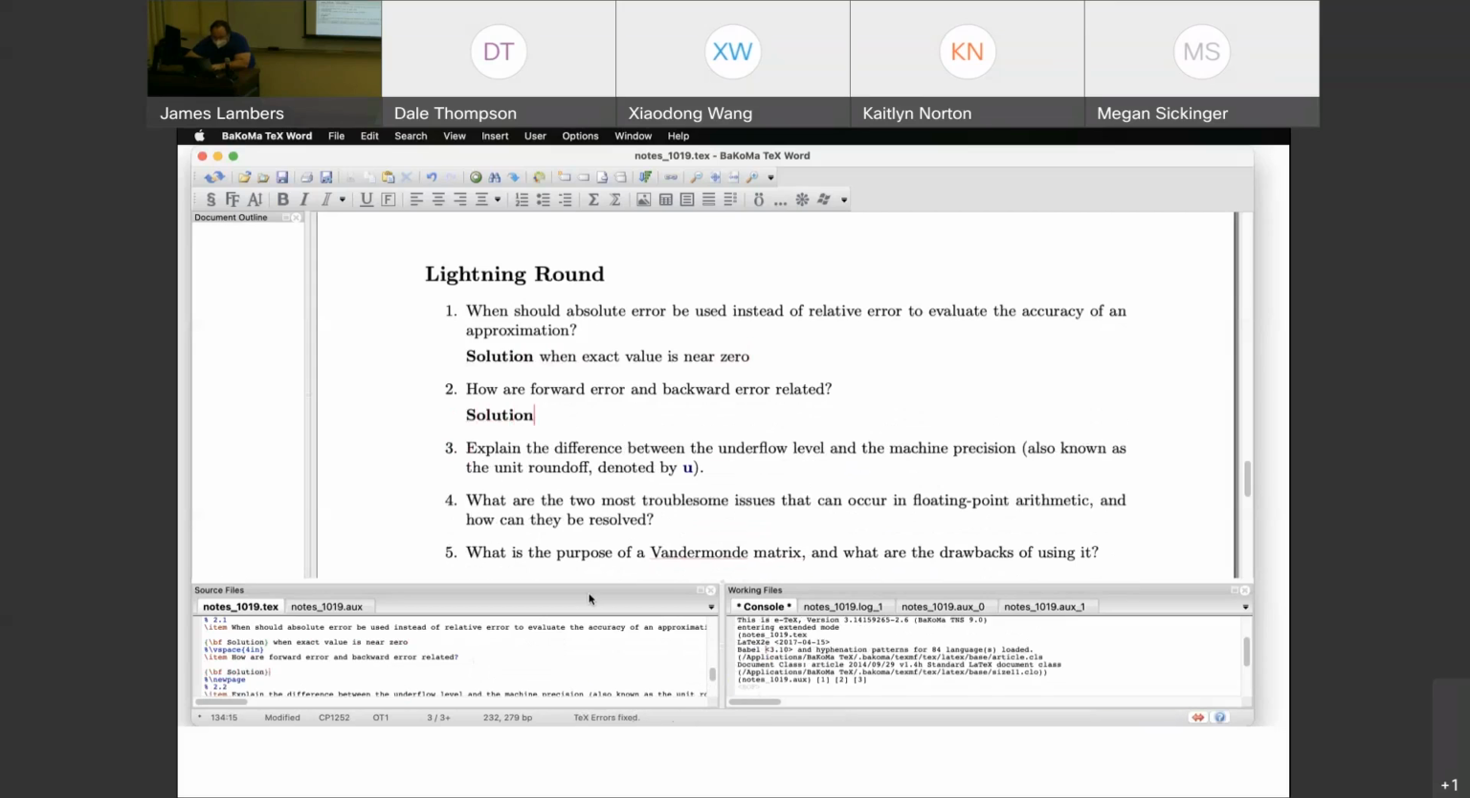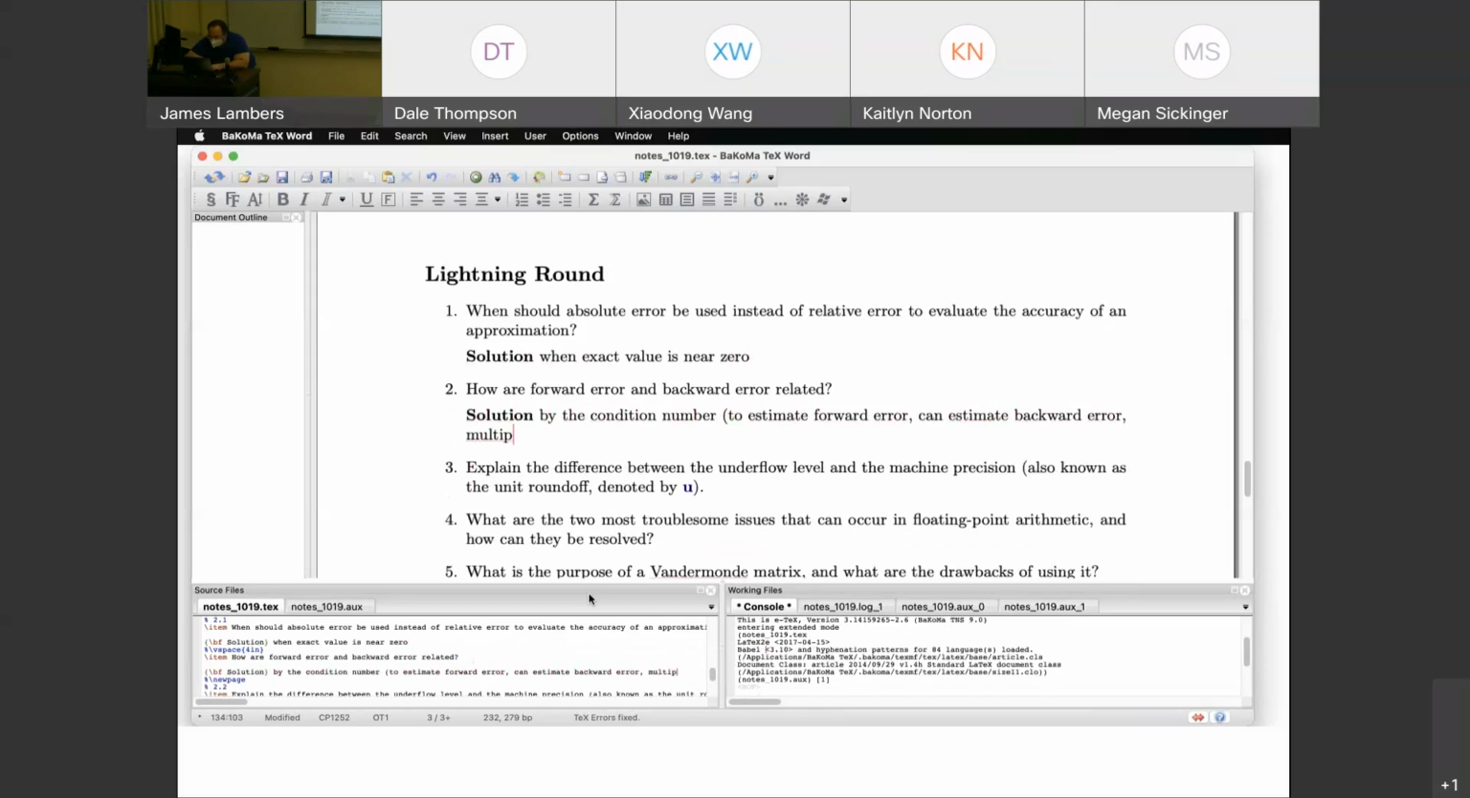How are forward error and backward error related? By the condition number. That's effectively how the condition number is defined. If you want to estimate a forward error, which is difficult to estimate directly, you can estimate backward error and multiply by any estimate you can get of the condition number, which can come from a derivative.